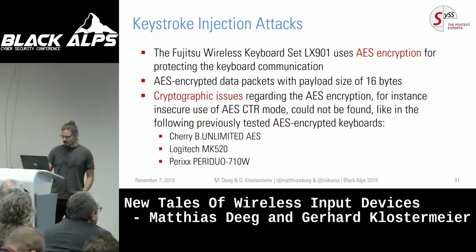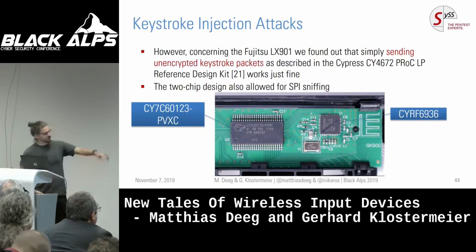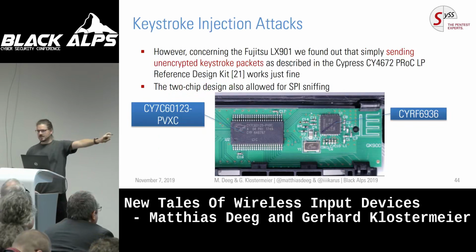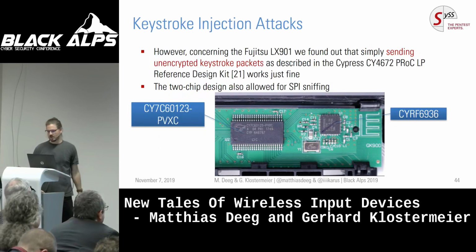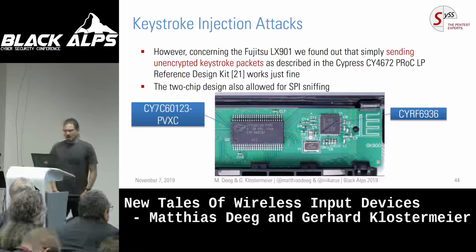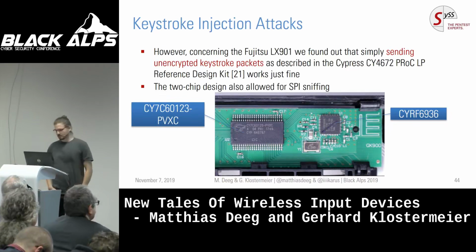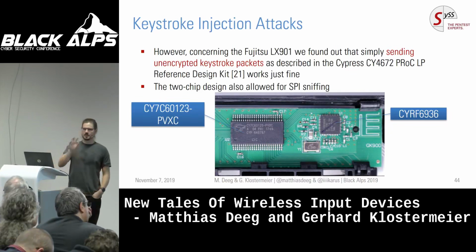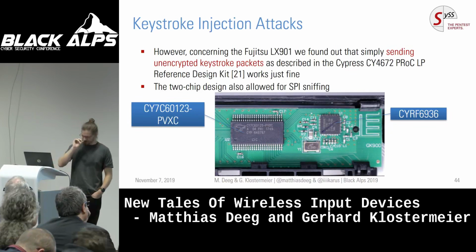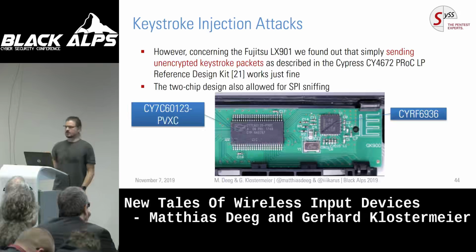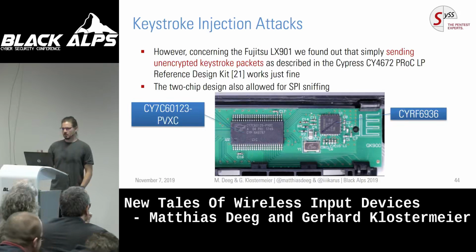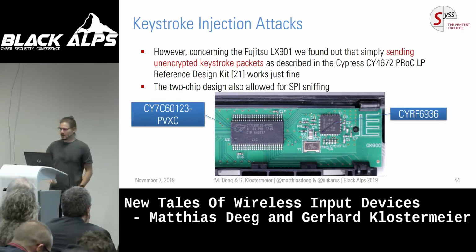But as we take a closer look, this is the Fujitsu keyboard, as you can see there. It's a 2-chip setup as well. You can also sniff the communication between them. When we had a closer look into the transmitter chip, the chips are from Cypress, the keyboard is from Fujitsu. And what most chip manufacturers do to showcase their chip is provide you example code or something like this.